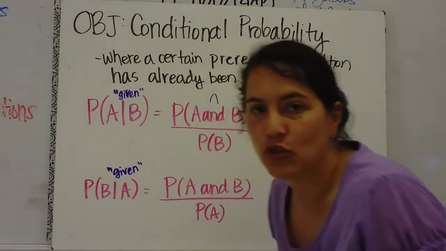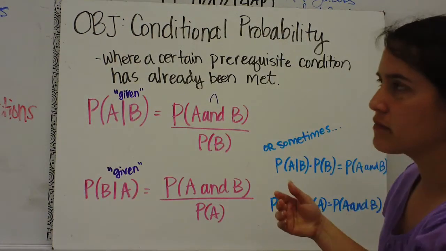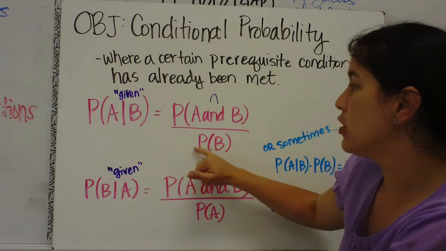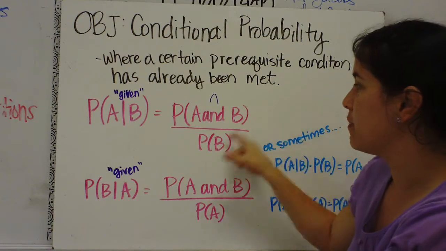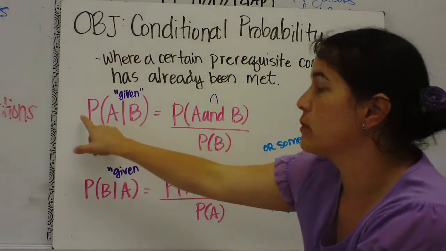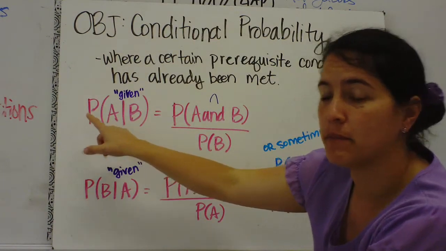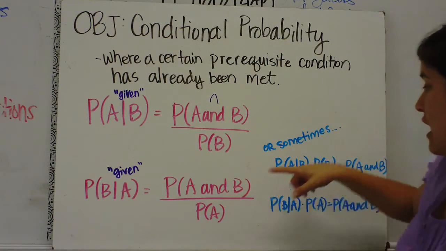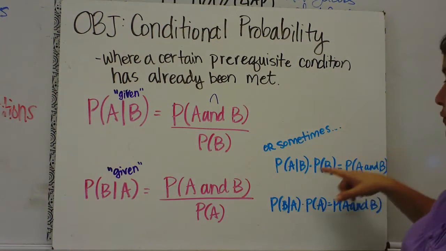Now occasionally you might need to use the same formula, just an alternate look. If we were to multiply this by the probability of B, it would cancel out, and then we would multiply this side by the probability of B. And we could do the same thing here. We could multiply both sides by the probability of A. So sometimes you might see it written like this.